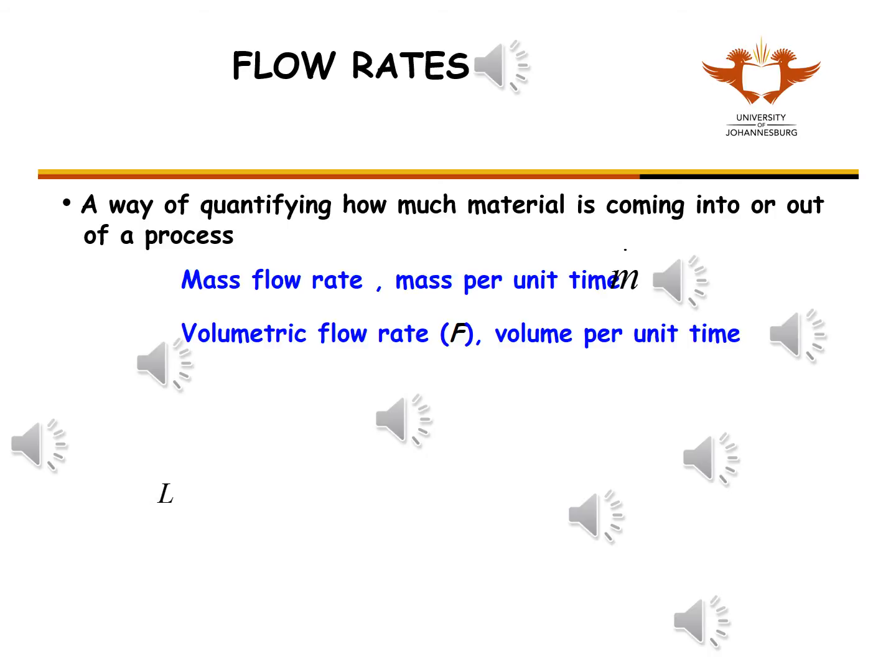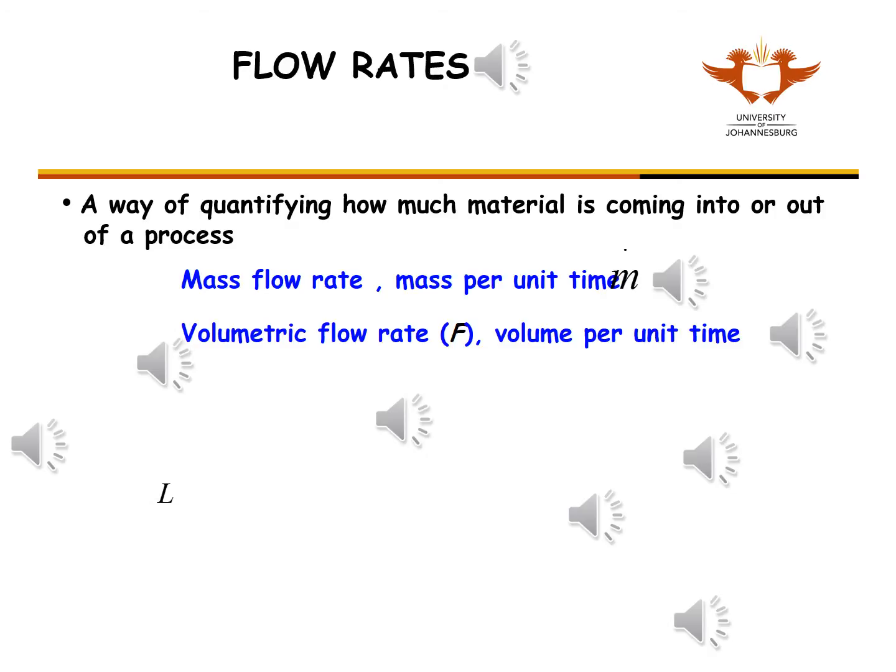Volumetric flow rate is the volume flowing per unit time, and is measured in cubic meters per second. For example, if 1 cubic meter flows out of a process in every 2 seconds, the volumetric flow rate, or F, is half a cubic meter per second. You get this by dividing 1 cubic meter by 2 seconds.